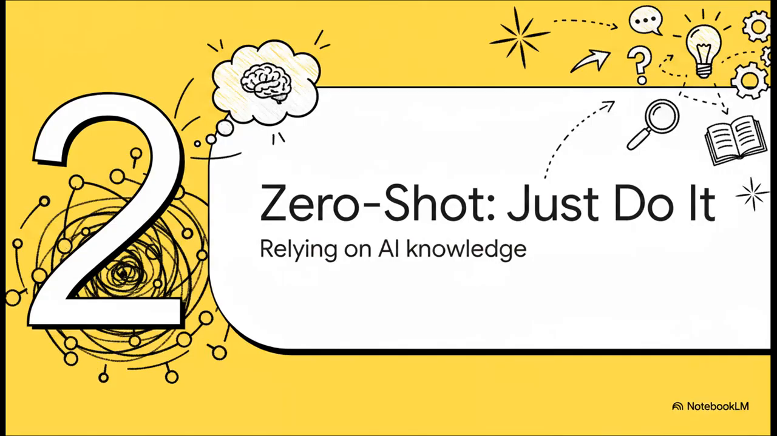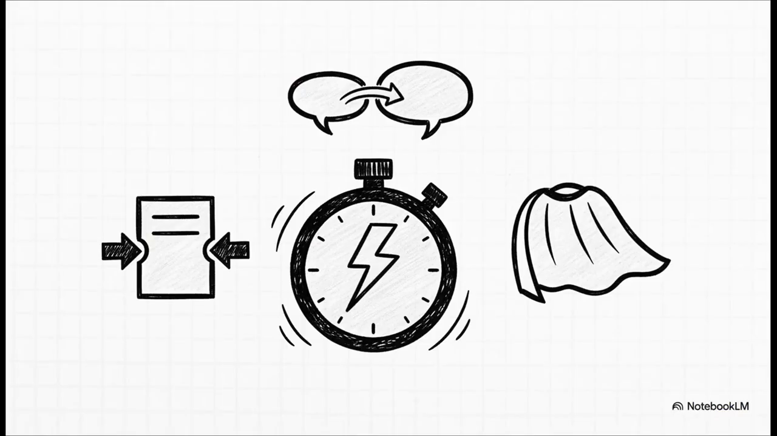Zero Shot. Just do it. First up in our toolkit is zero-shot prompting. This relies entirely on the AI's pre-existing, out-of-the-box knowledge. Zero-shot basically means giving the AI a task without any prior examples. You just tell it to do the thing.